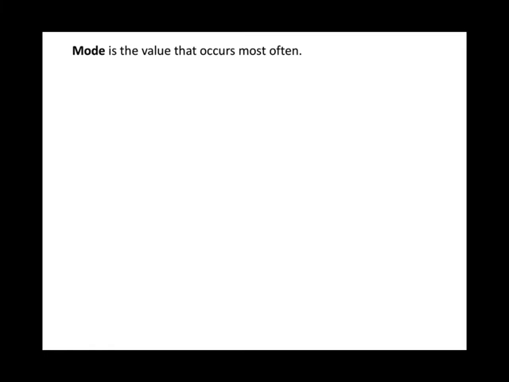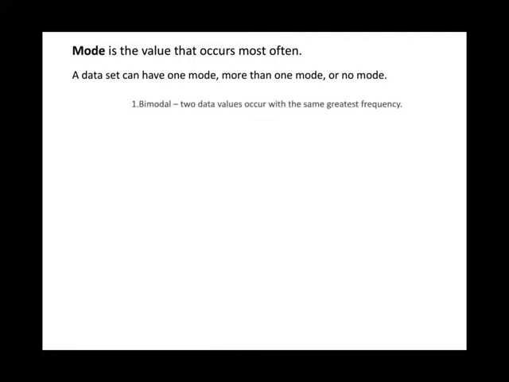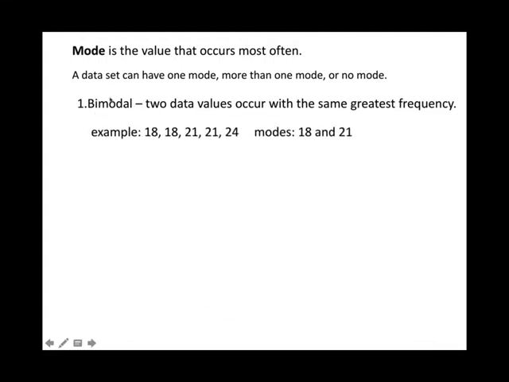Okay, mode. Mode is the value that occurs most often. A data set can have one mode, more than one mode, or no mode. If there are two modes in the data set, we call it bimodal. For example, 18 and 21 appear two times in the data set. So 18 and 21 are the modes, and we call this bimodal.